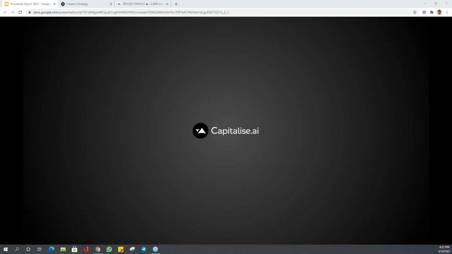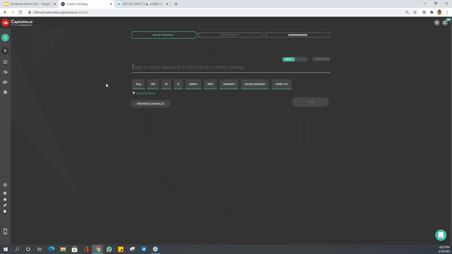Okay, great. Traders, let's get straight into it. I see there's a lot of traders here that have not used Capitalise, which is awesome. And there's a lot of traders that use Capitalise here, which is awesome as well. So just bear with me, traders that use Capitalise, just to give you a quick rundown of Capitalise.